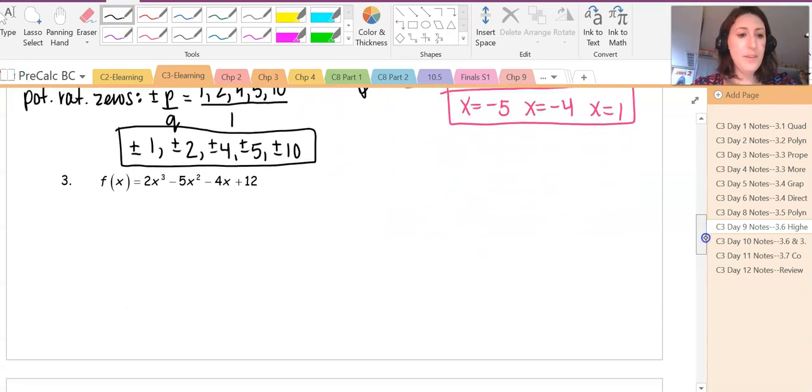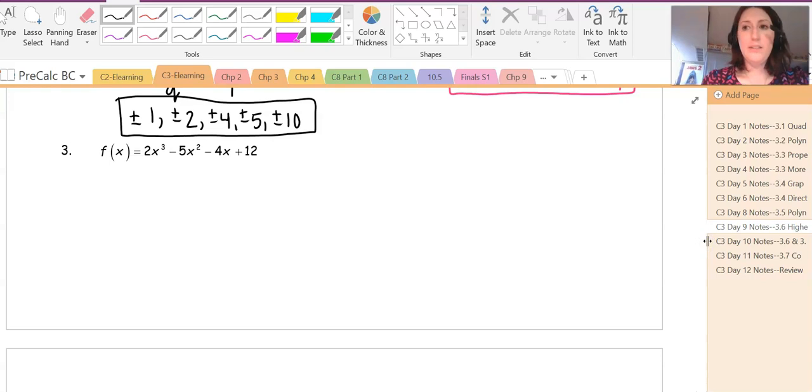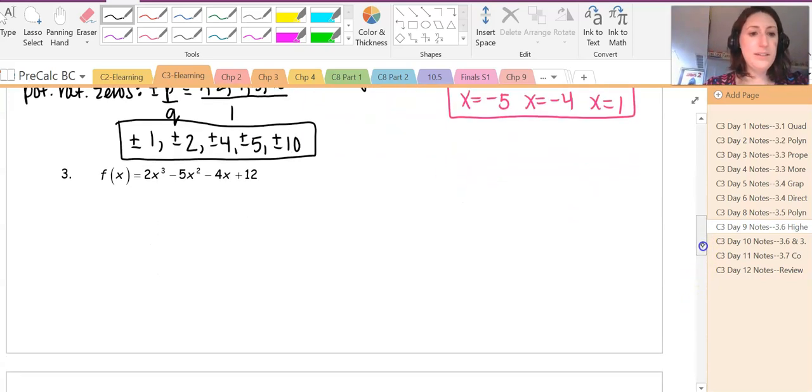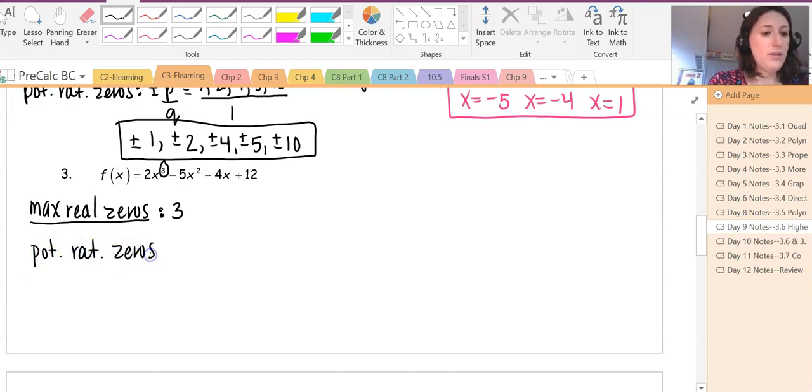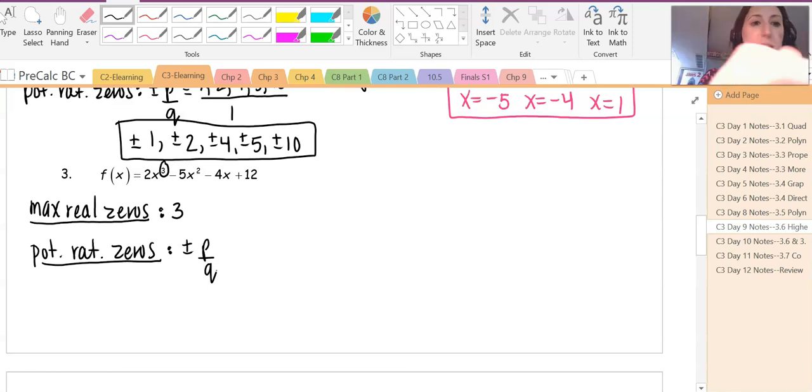Let's try it again. All right, so max real zeros. Again, that's just your degree, so this is 3 again. And now we're going to find the potential rational zeros. And that's plus or minus factors of P over Q. And again, P is your constant and Q is your lead coefficient.